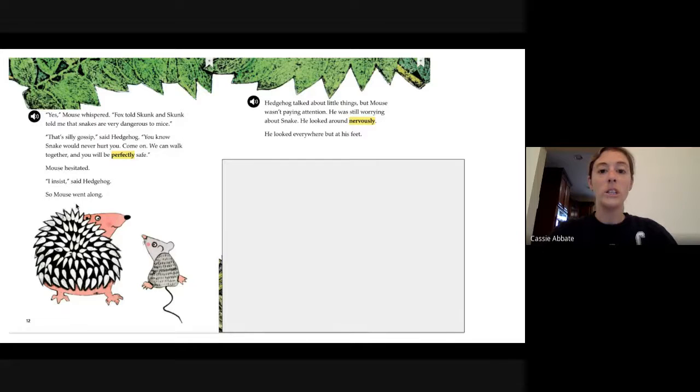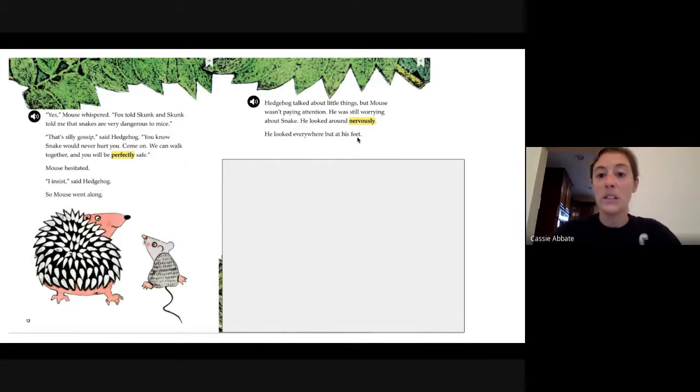So Mouse went along. Hedgehog talked about little things, but Mouse wasn't paying attention. He was still worrying about Snake. He looked around nervously. He looked everywhere but at his feet.